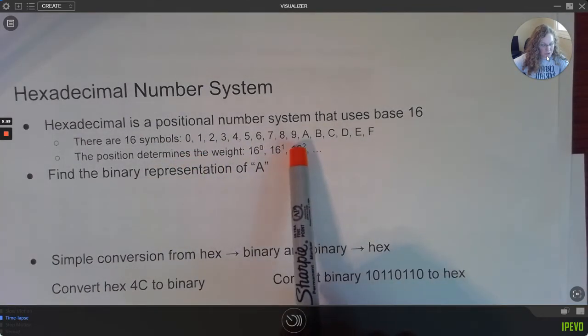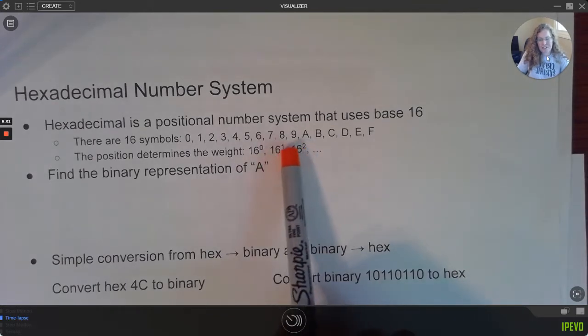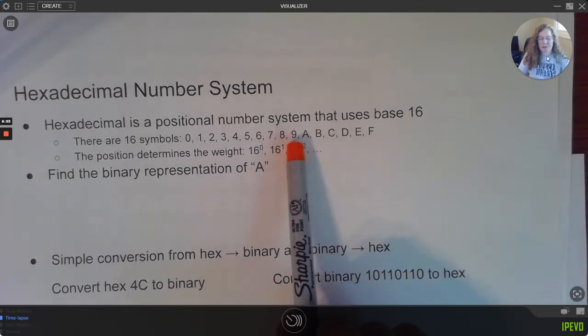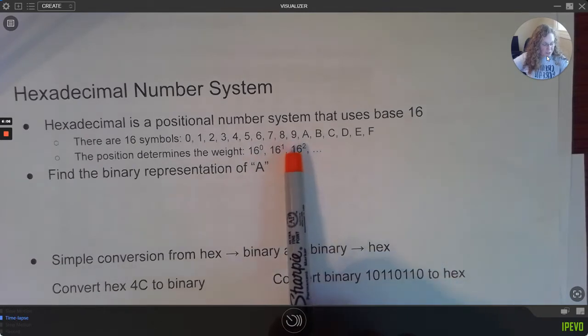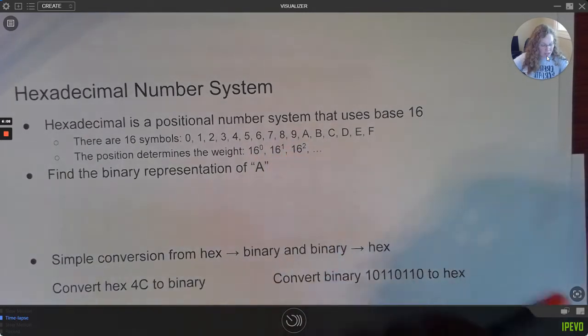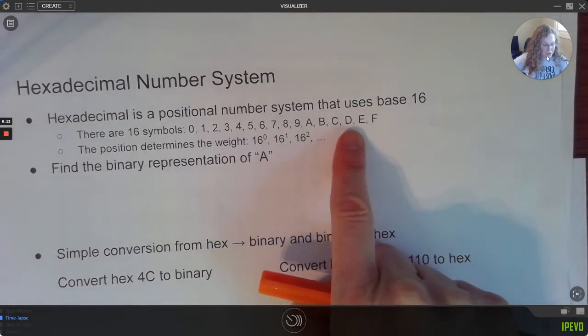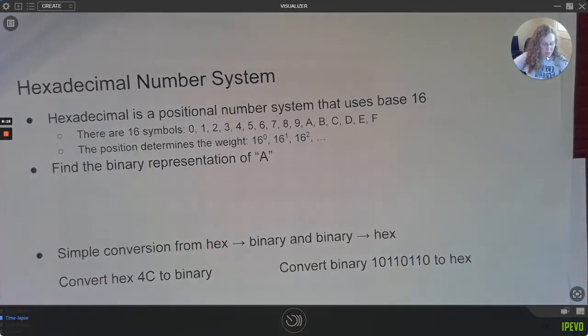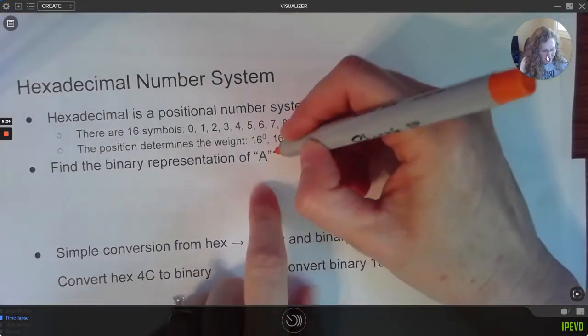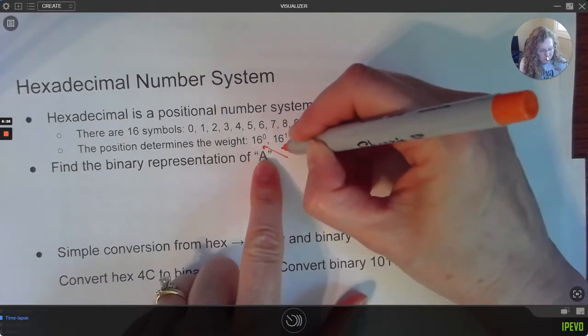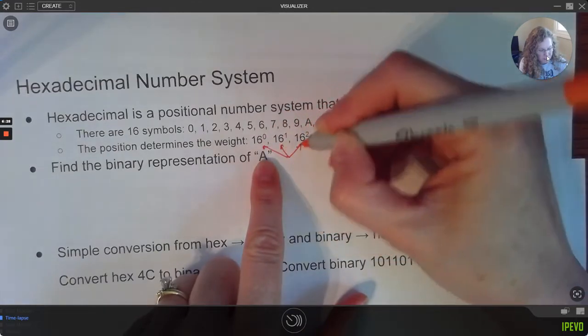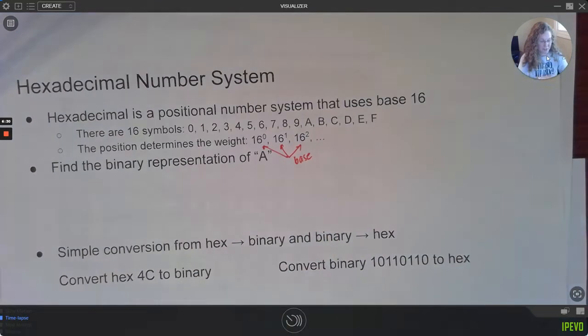That's 10 symbols. And now we've run out of digits that we recognize for typically writing numbers, and so we've borrowed some characters from the alphabet. So we use A to represent 10, B to represent 11, C 12, 13, 14, 15. That's 16 different symbols. And then because the base is 16, the place values, the weight of the different characters, will be 16 to the 0, 16 to the first, 16 squared, etc.